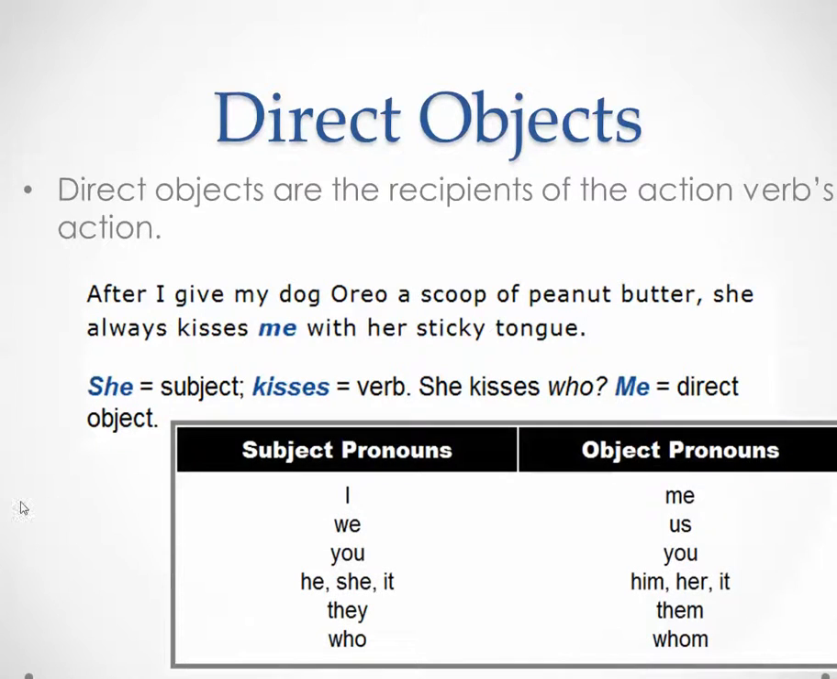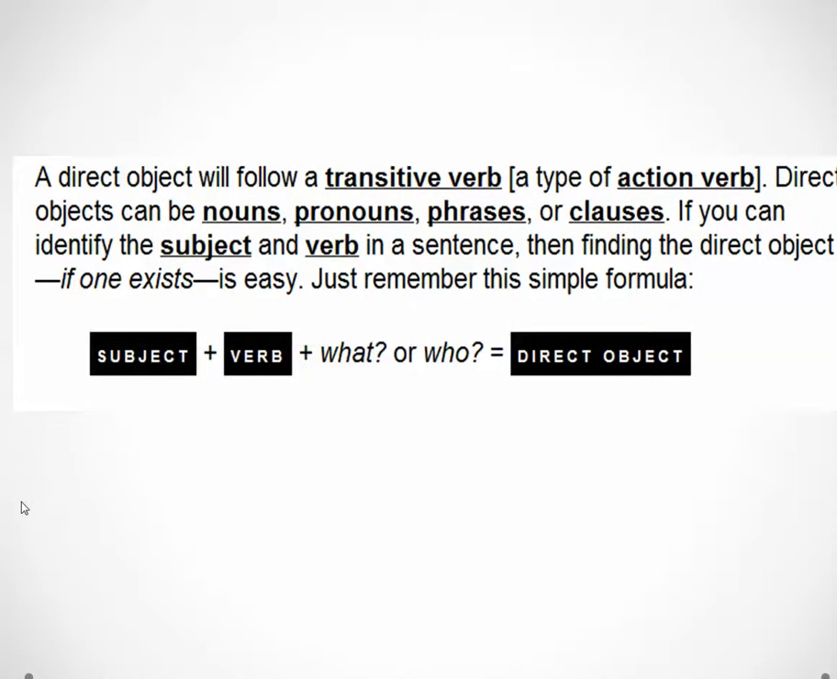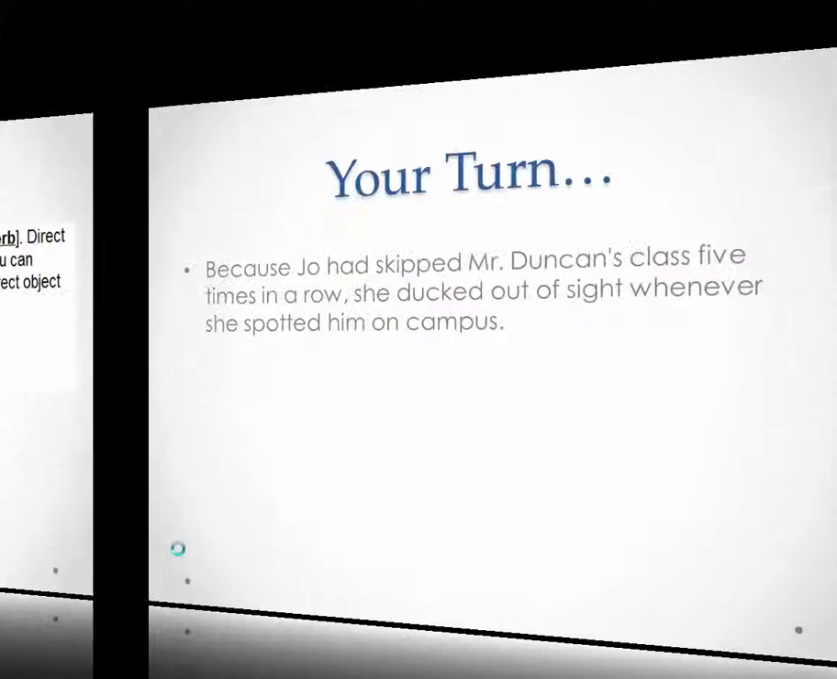I'll give you an example here in a second. They will follow transitive verbs. Transitive verbs are just a type of verb that has a direct object. To find them, you use the following formula. Subject plus verb plus what or who. And that equals your direct object. That sounds needlessly complicated, but in practice it's pretty simple. So let's do a couple practice together to get a feel for this.